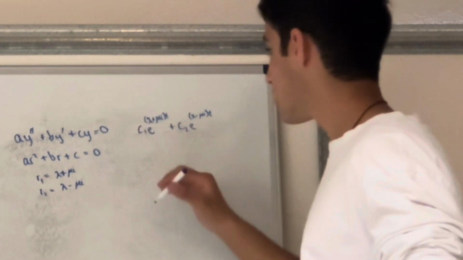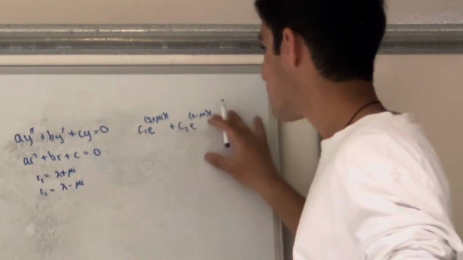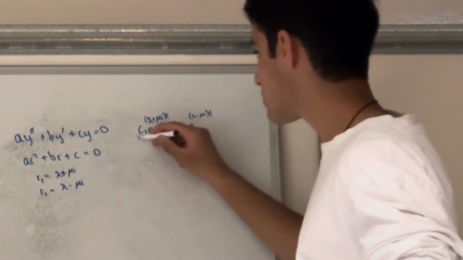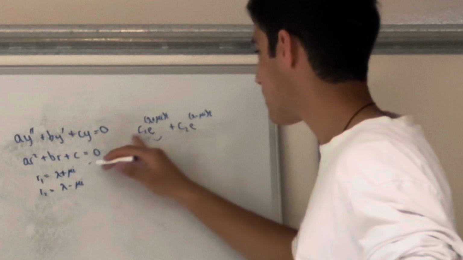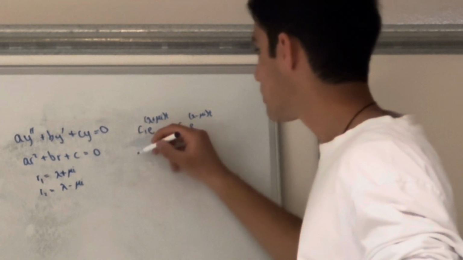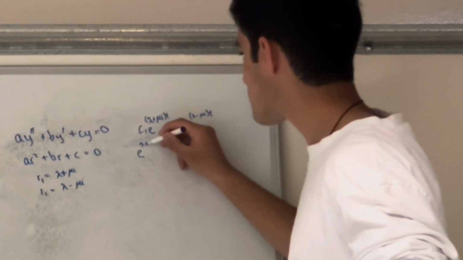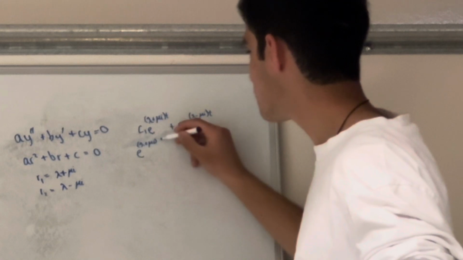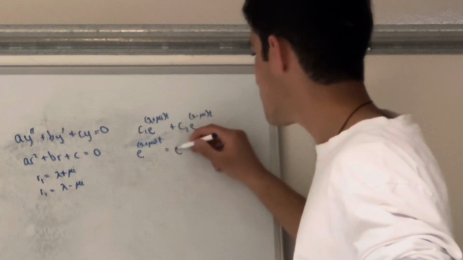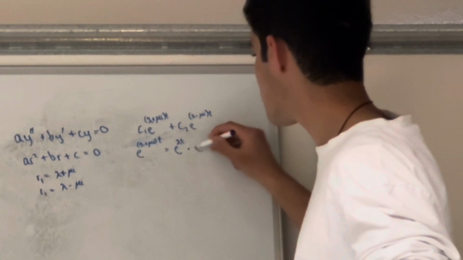Well, we can break this up a little bit. So just for the sake of space and simplicity, we're just going to examine this one, and we're going to even ignore the C1. We're just going to look at e to the lambda plus mu i times t. This is of course e to the lambda t times e to the mu i t.